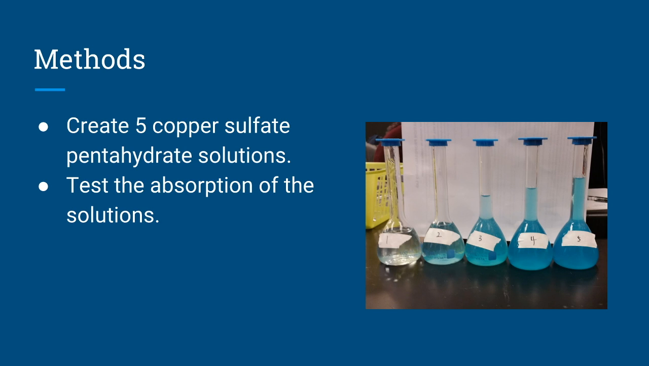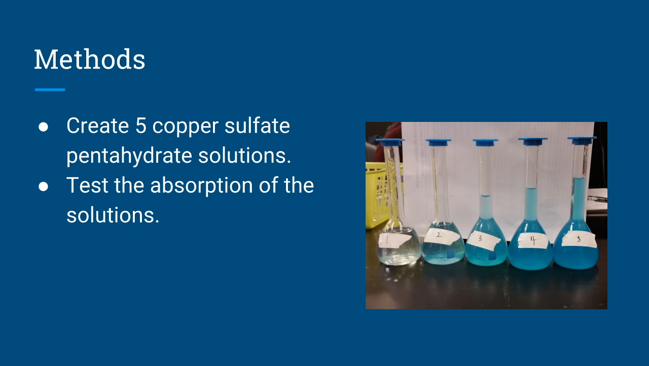For the third solution, weigh out 2.496 grams of the copper sulfate pentahydrate and add it to the volumetric flask, then label it 0.100 molar. Then fill up the volumetric flask to the 100 milliliter mark.